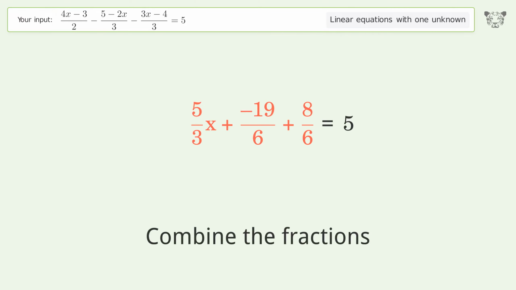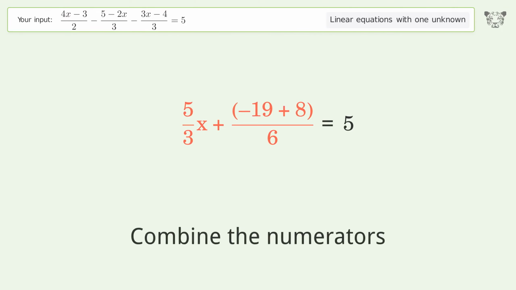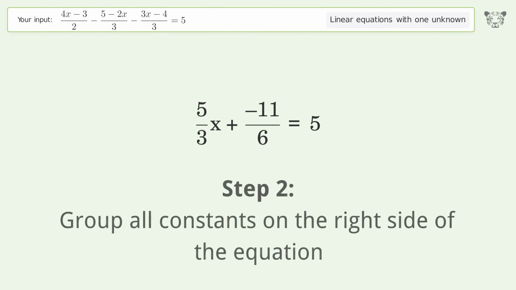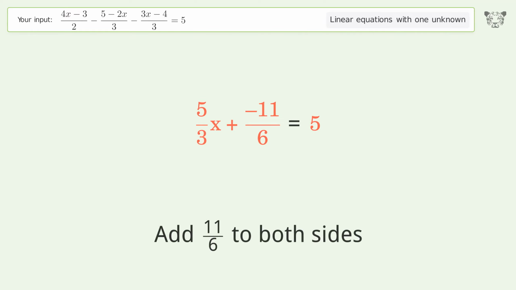Combine the fractions. Combine the numerators. Group all constants on the right side of the equation. Add 11/6 to both sides.